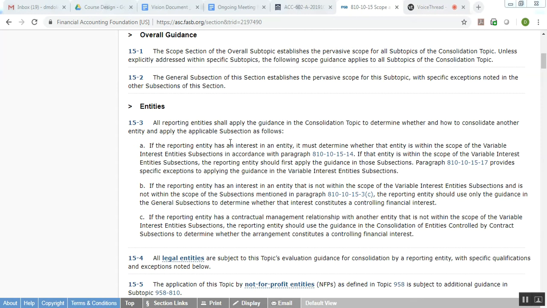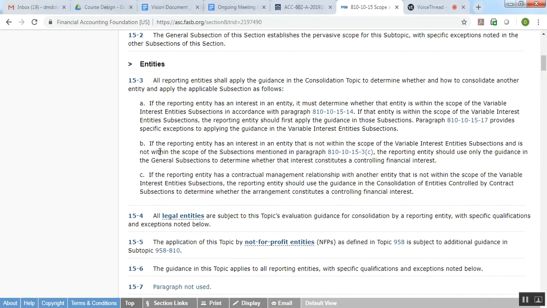So here we're looking at the different types of entities that fall under the guidance. This is to determine whether and how to consolidate another entity. So it's applicable. Here are the things that are applicable, as follows. If the entity has an interest in an entity, it must determine whether the entity is within the scope of the variable interest subsections. And if it's in this scope, then they should apply the guidance in those subsections.